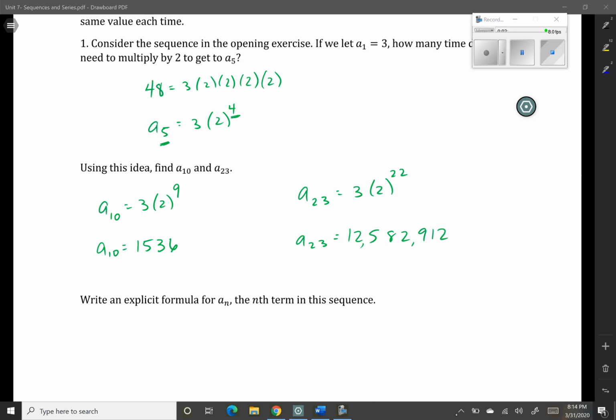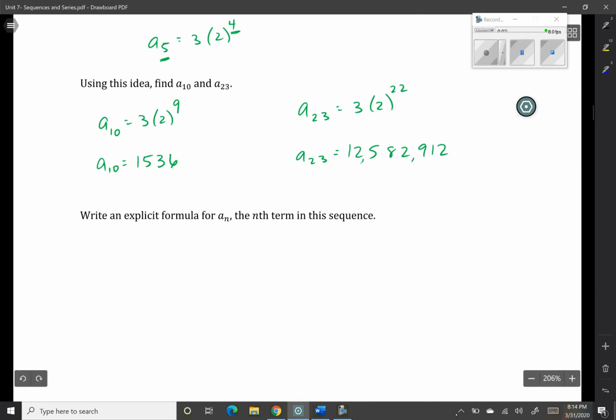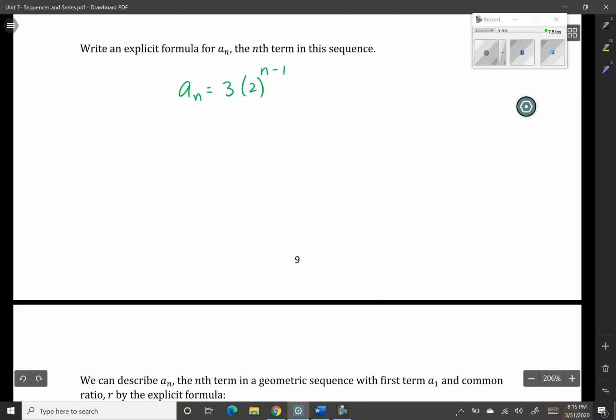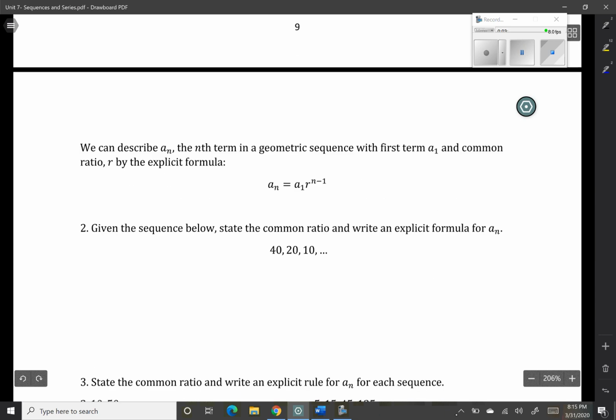So if we take this and look at it, we can say, all right, we have this explicit formula now. So what would be the explicit formula for this sequence? We said 3 is the starting number. That never changed. We always multiplied by 2. But then to find the exponent, it always was 1 less than whatever the term was you were trying to find. So if we want to find the nth term, 1 less than that would be n minus 1. So just like yesterday, there's a formula that can generate any explicit equation for a geometric sequence. That's what we're dealing with today.